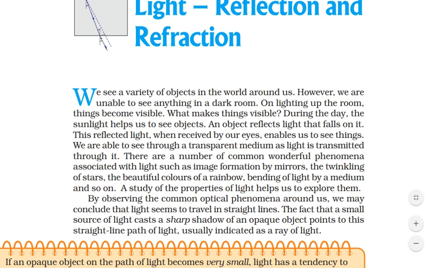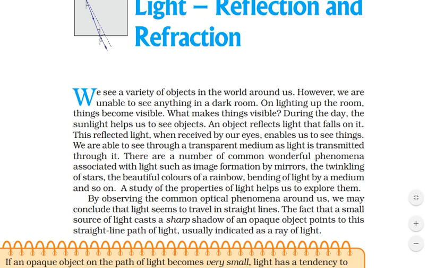So we know about transparent, opaque, and translucent objects. You may have learned this in the previous classes, what a transparent medium is. What happens with a transparent medium? It transmits the light. So with this transmission of light, a few wonderful phenomena occur.